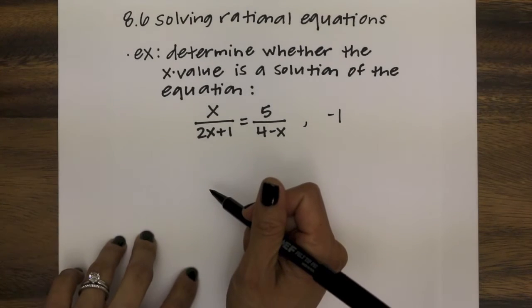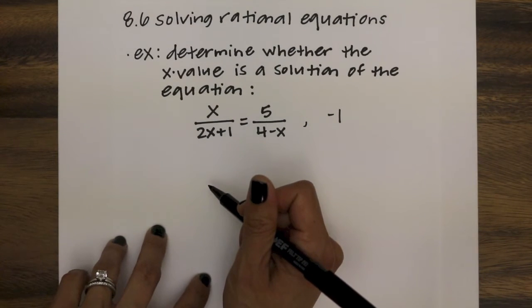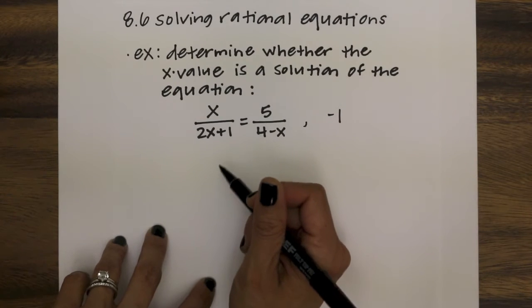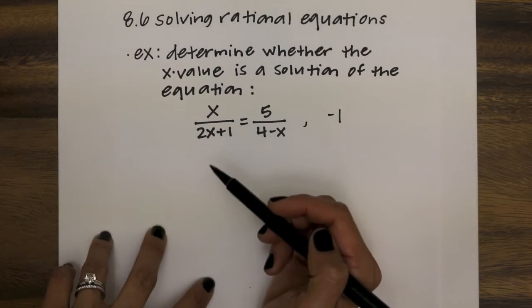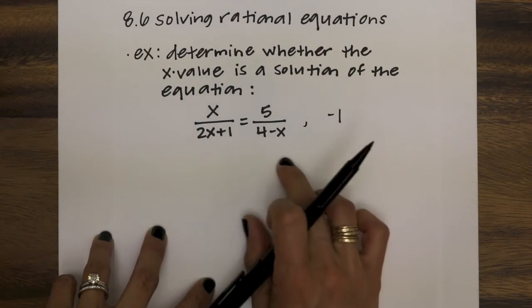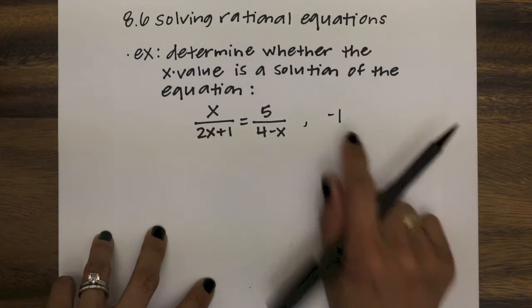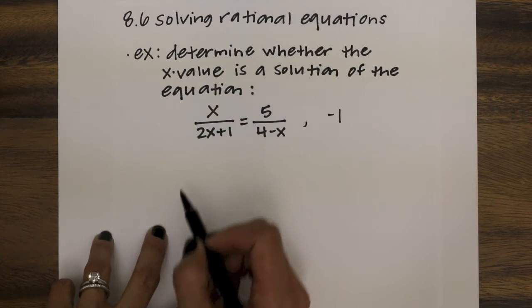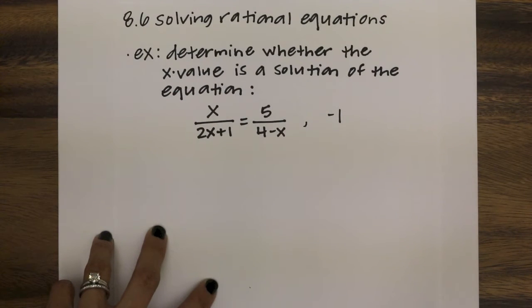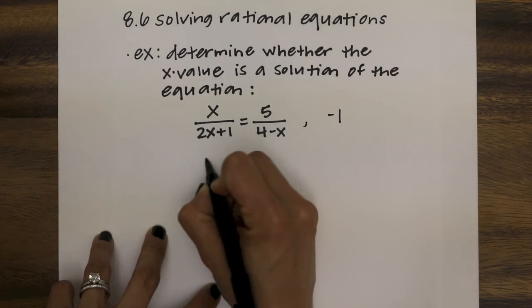In this lesson, we're going to solve rational equations. The first example we're going to look at says determine whether the x value is a solution of the equation. And you can see here's your equation, and then the given x value is -1. So what we're going to do is take -1 and plug it in for x and see if we get a true statement or not.